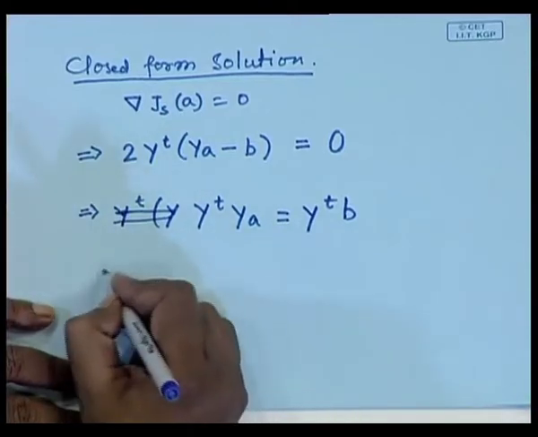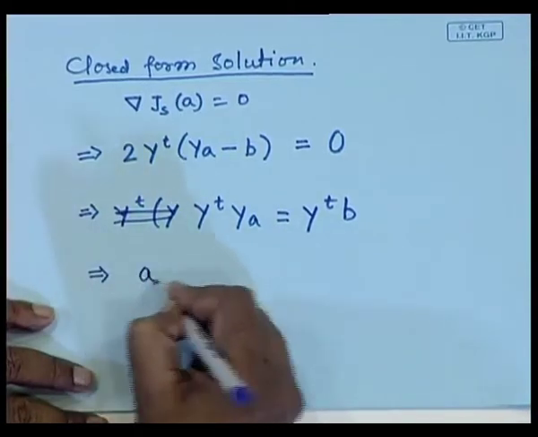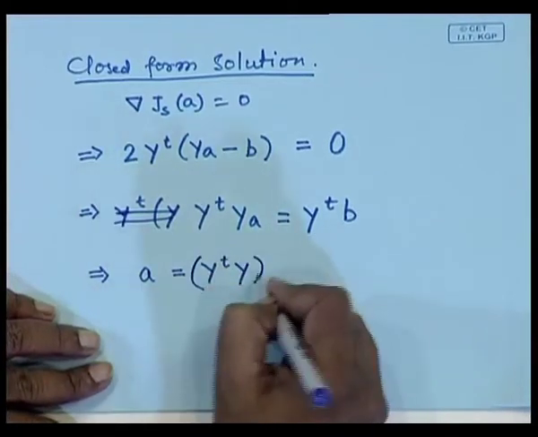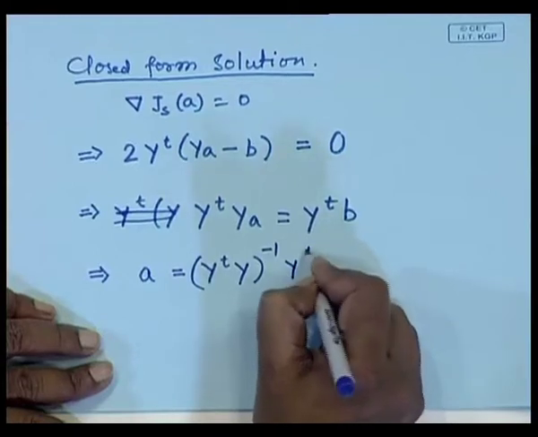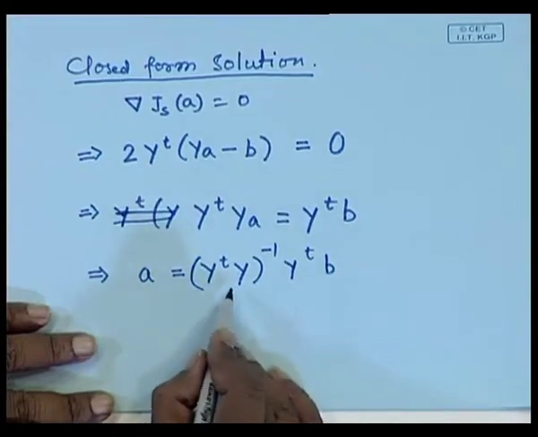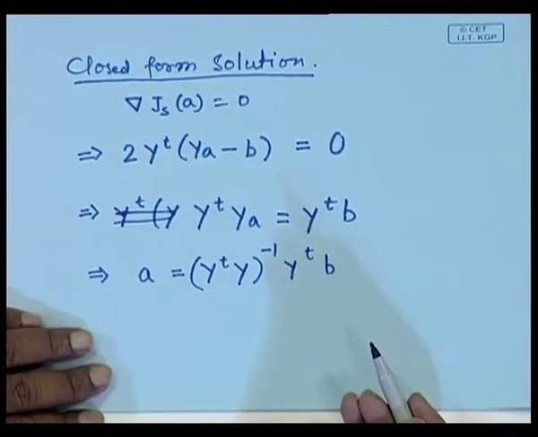Okay. And from here, I get a solution for A, which is equal to (y transpose y) inverse of this y transpose b. Now, over here you find that though y is a rectangular matrix of dimension n by d, y transpose y will be a square matrix of dimension d by d. So, y transpose is d by n, y is n by d. So, d by n multiplied with n by d matrix becomes a square matrix.